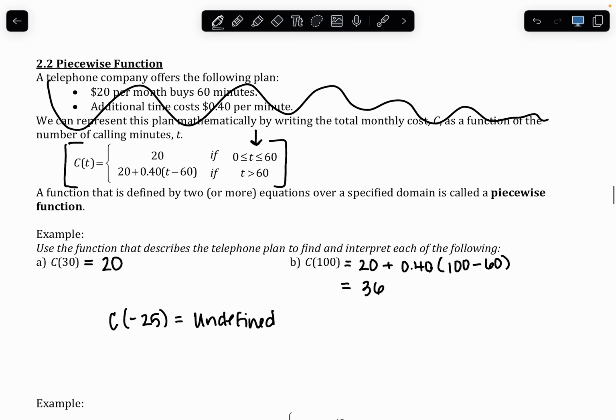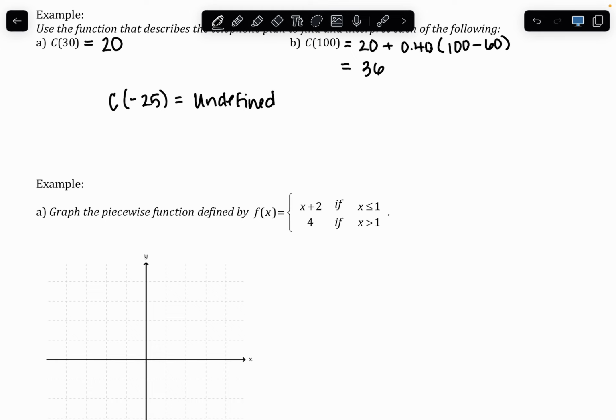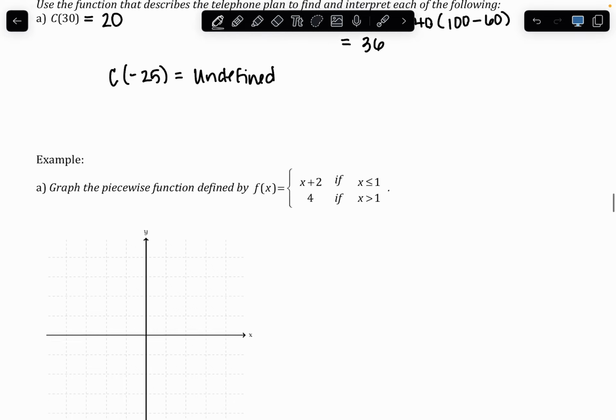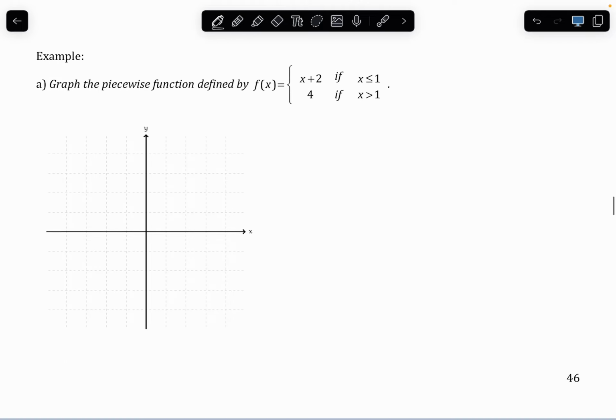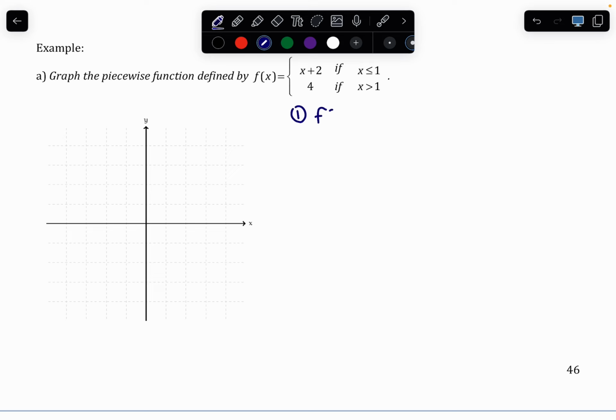All right, so graphing. Depending on who you had as a teacher last year, graphing is taught different ways with piecewise functions. I'm going to teach you in a way that's going to help you do your homework. Okay, so we have: graph the piecewise function defined by f of x equals the quantity x plus 2 if x is less than or equal to 1, and 4 if x is greater than 1. So we're going to split this into 2 different functions. The first function we have is f of x equals x plus 2 if x is less than or equal to 1.